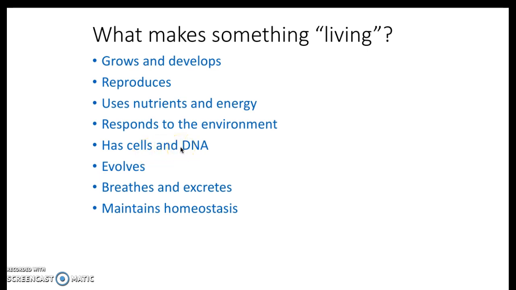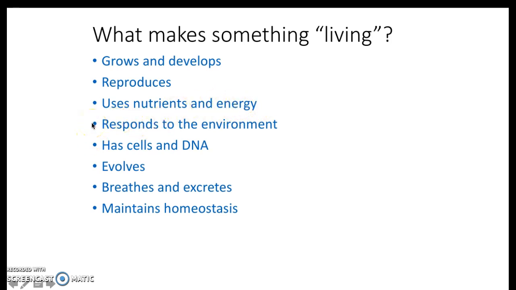Okay, so first, living things grow and develop, just like a baby grows and develops and changes over time, or maybe a cell gets larger. Second, they reproduce. So they could have offspring or babies, or a bacterium could undergo binary fission and split in 2. Living things use nutrients and energy. So we eat food. Plants take in carbon dioxide, and they also take in a lot of fertilizers, like nitrogen and phosphorus. Both plants and animals use energy. All living things use energy in one way or another.